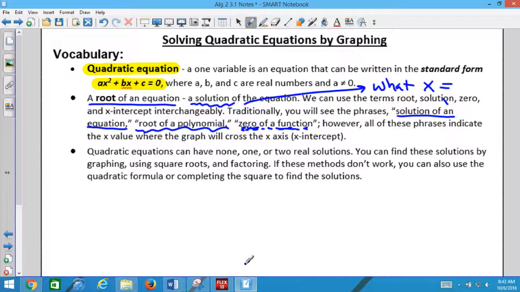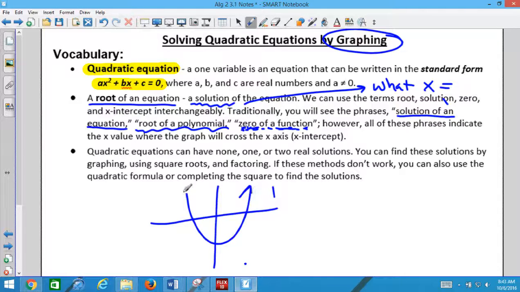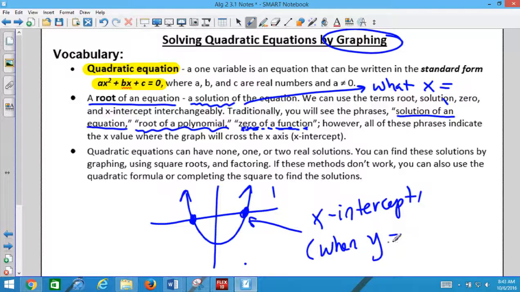Graphically, because we're going to be solving these by graphing, graphically, the root of a polynomial, the 0 of a function, the solution of the equation, mean the x-intercepts, when y equals 0. So we're going to be finding the x-intercepts, or when y equals 0.